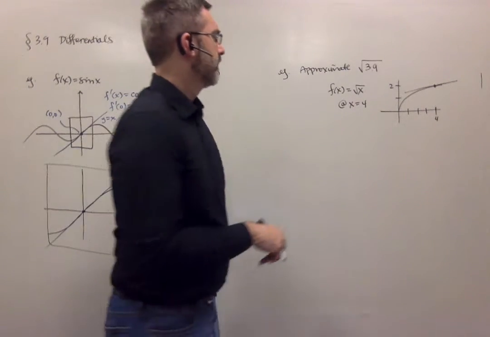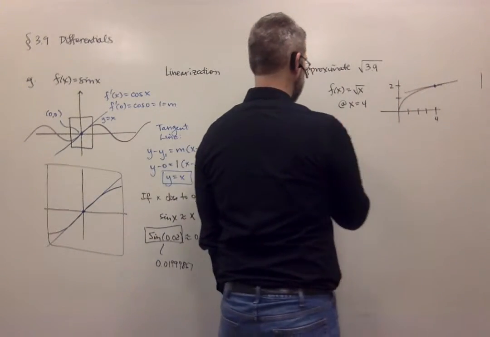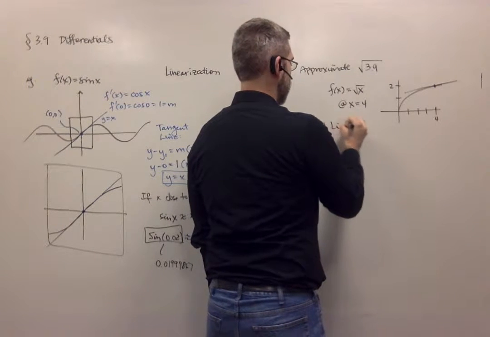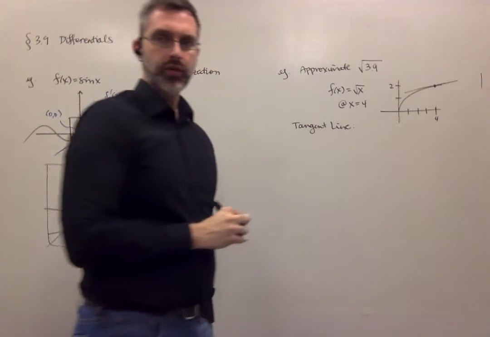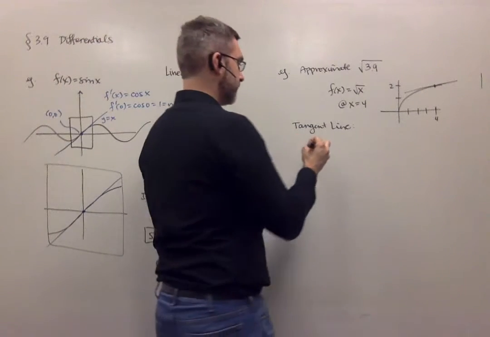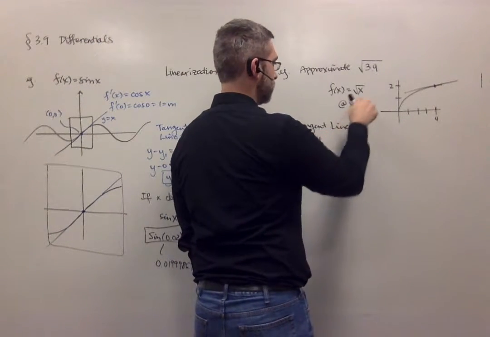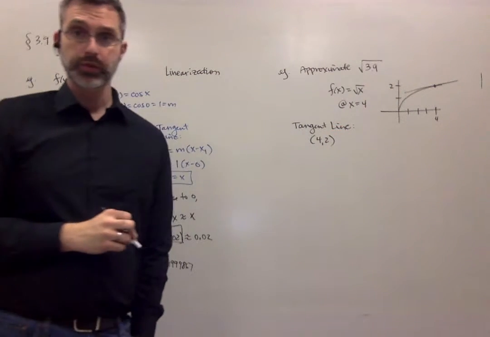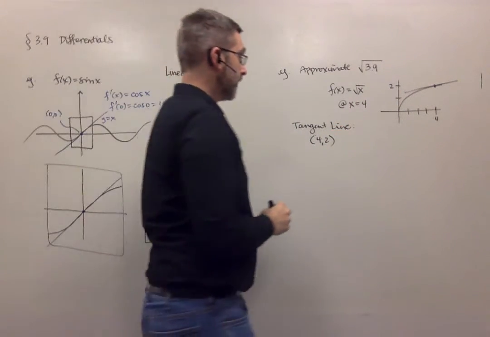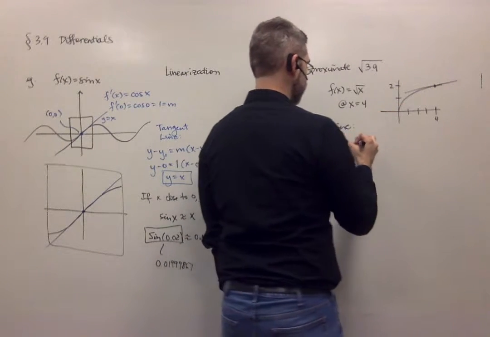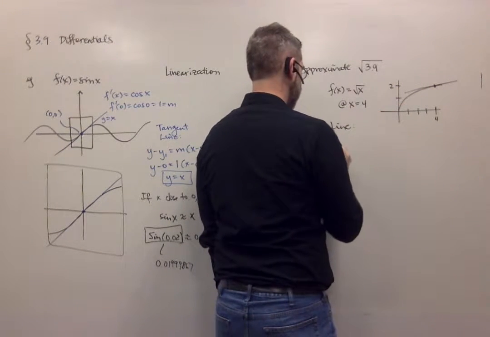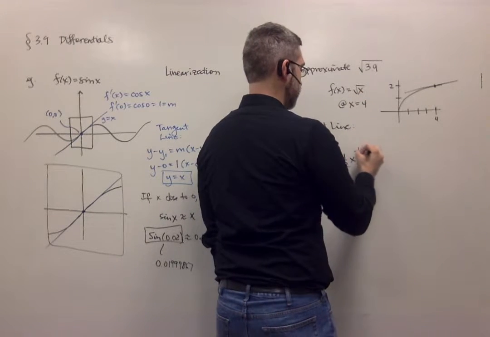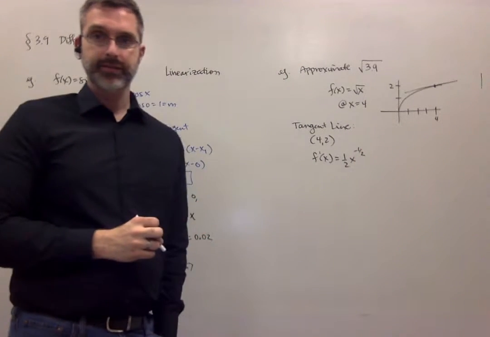Okay. So let's find the tangent line at x equals 4. First I need a point. Now my point is 4 comma what I get when I plug 4 into the function. So that's 4 comma 2. And then I need a slope. So to get the slope, well, the slope everywhere is the derivative. So I'm going to have 1/2 x to the minus 1/2.